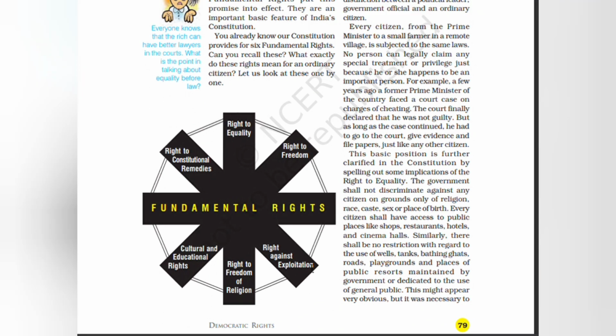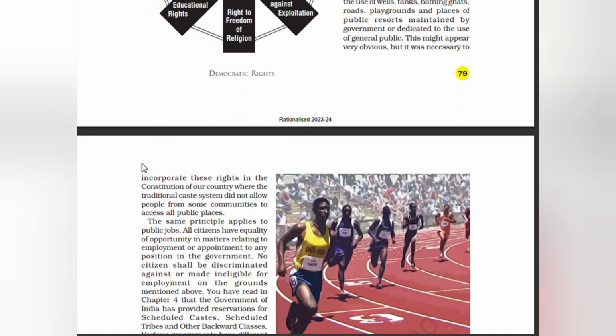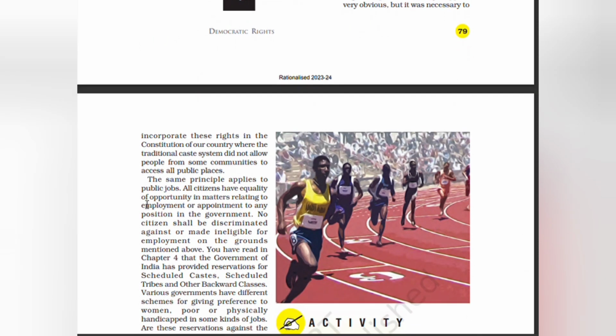Every citizen shall have access to public places like shops, restaurants, hotels, and cinema halls. Similarly, there shall be no restriction with regard to the use of wells, tanks, bathing ghats, roads, playgrounds, and places of public resort maintained by government or dedicated to the use of the general public. This might appear very obvious, but it was necessary to incorporate these rights in the Constitution of our country, where the traditional caste system did not allow people from some communities to access all public places.